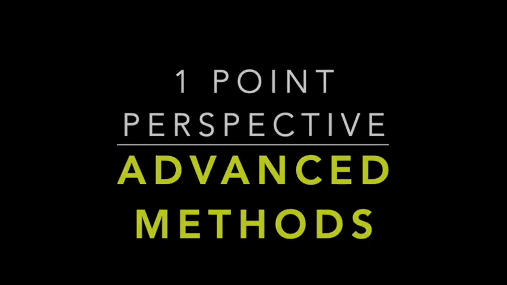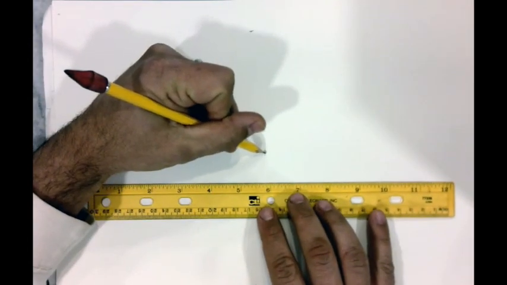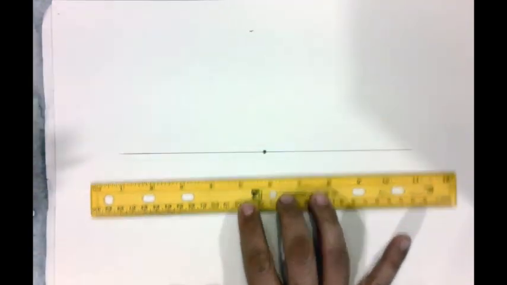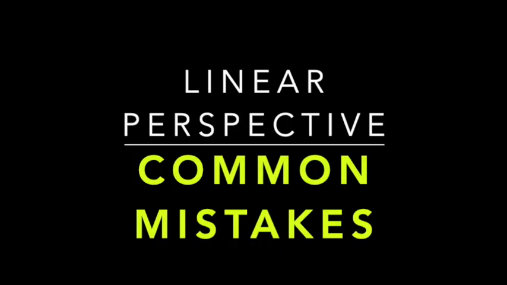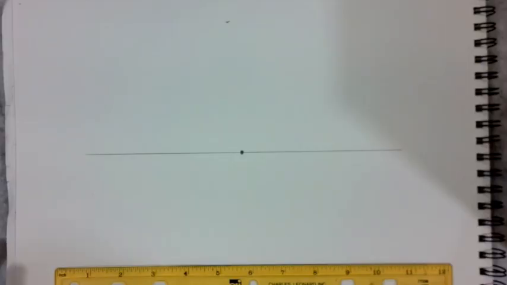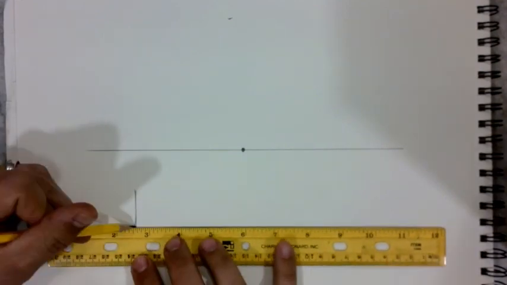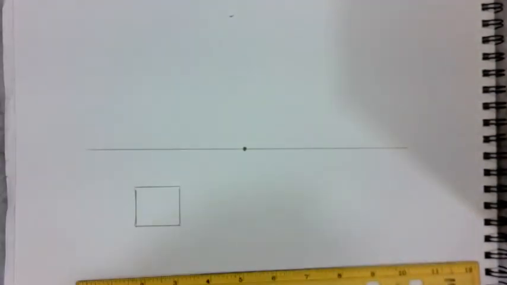Welcome everybody. We're going to be talking about some challenges, common mistakes, and some advanced techniques with one-point perspective. So lay out a paper with a dot in the middle and a horizontal line for the vanishing point and the horizon. A few common mistakes we see with beginners doing a one-point perspective drawing.